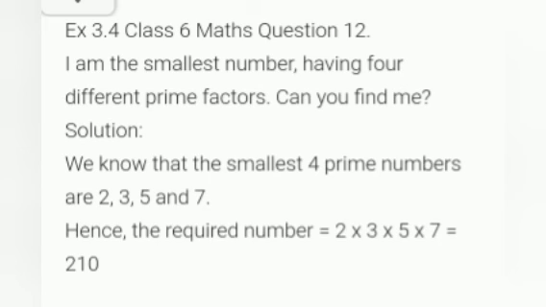I am the smallest number having 4 different prime factors. Can you find me? The solution is: we know that the smallest 4 prime numbers are 2, 3, 5 and 7, and the required number is their multiplication. We got the answer 210. So here we have finished up the exercise. The next exercise will be covered in the next part. So goodbye.